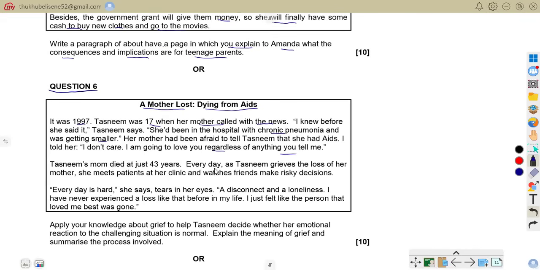Tasnim grieves the loss, attends to patients at a clinic, and watches friends make risky decisions. Everything is hard, she says, with tears in her eyes, a disconnect and loneliness. I've never experienced a loss like that before in my life. I just felt like the best was gone.